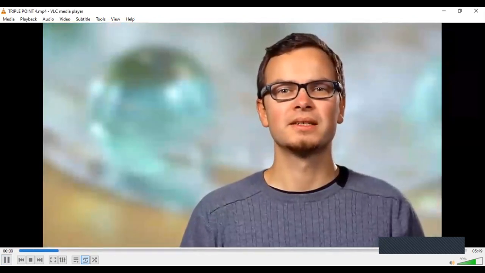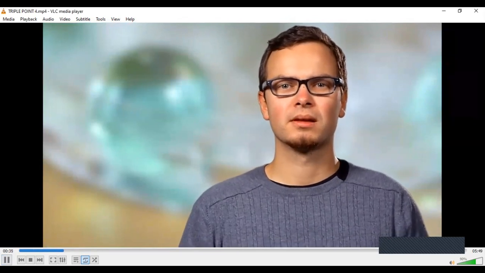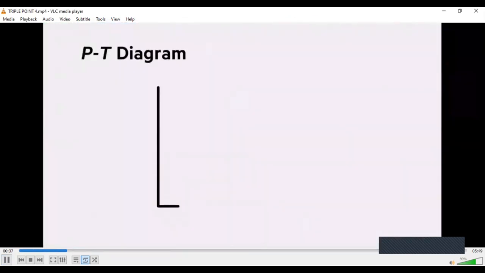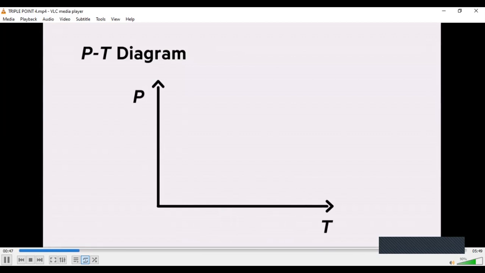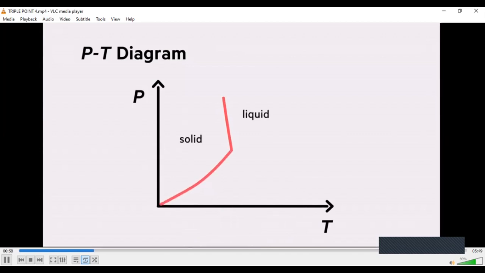We can show these phases using a pressure-temperature diagram called a PT diagram. This graph shows the location of the different phases of a pure substance in relation to pressure and temperature, with pressure P on the vertical axis and the temperature T on the horizontal axis. The 3 phases are separated from each other by so-called separation lines. There's a melting line between the solid and the liquid phase, a sublimation line between the solid and the gaseous phase, and the vaporization line between the liquid and the gaseous phase.